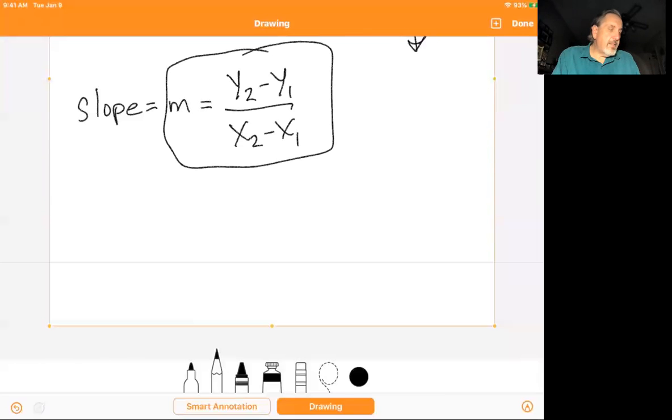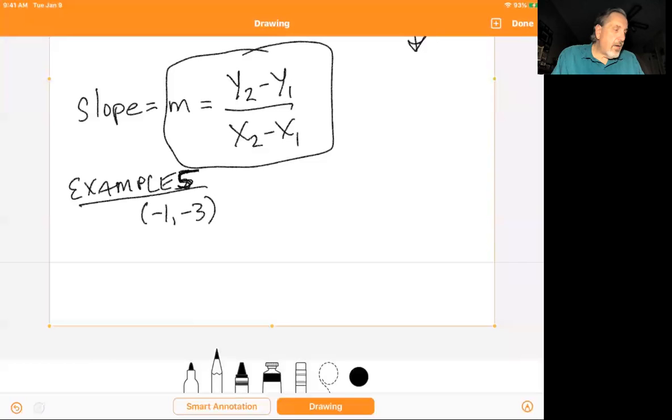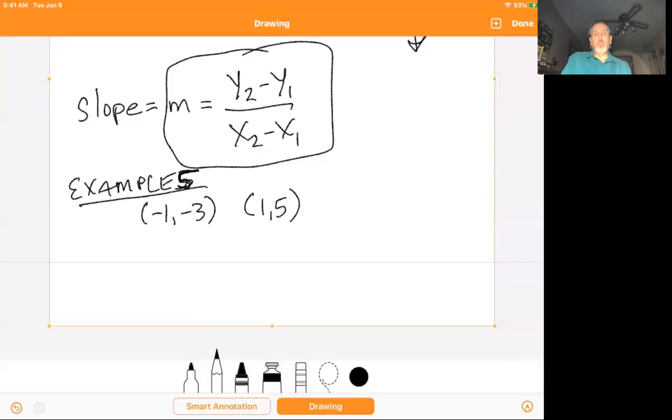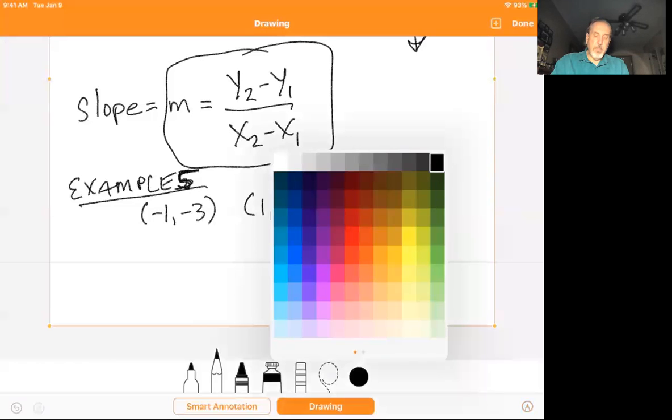So let's apply this to find the slope of a line. Let's look at example number 5 at the bottom of page 333. That's example 5, not an S. It says we've got a line and it goes through the point (-1, -3), and it also goes through the point (1, 5). And we want to find the slope of this line. Now, folks, all we've got to do is plug the values into the formula and find the solution. But we need to be careful because if we're not careful, we might mix up our values.